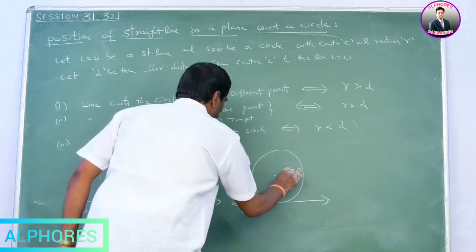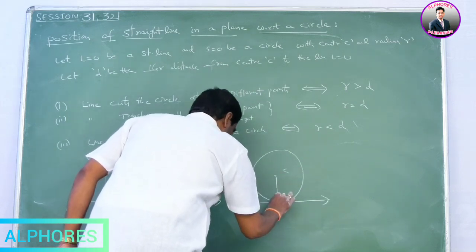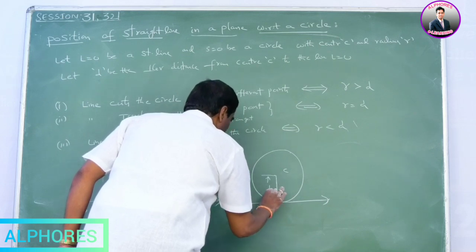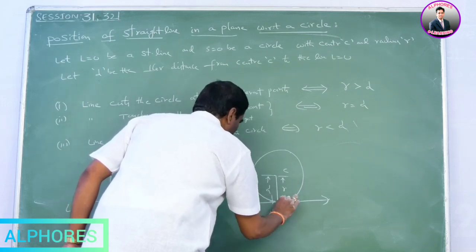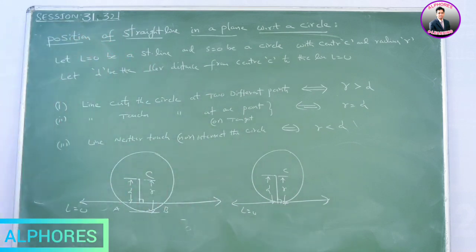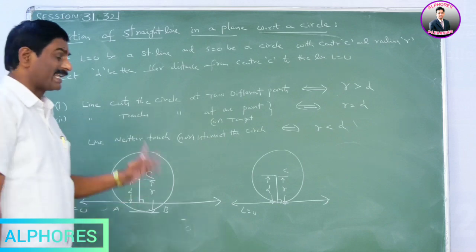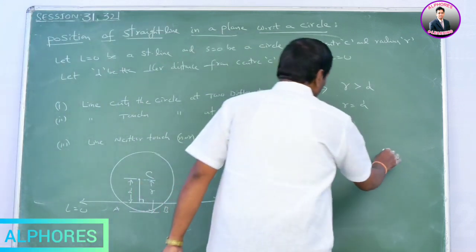This is the line L = 0, center C. The perpendicular distance, this is D. This is nothing but the radius R. Clearly, R is equal to D. If D is equal to R, the line touches the circle at one point. That means it is a tangent to the circle.